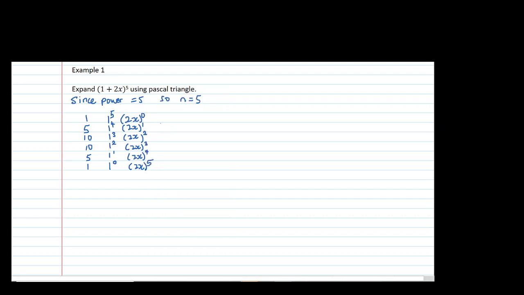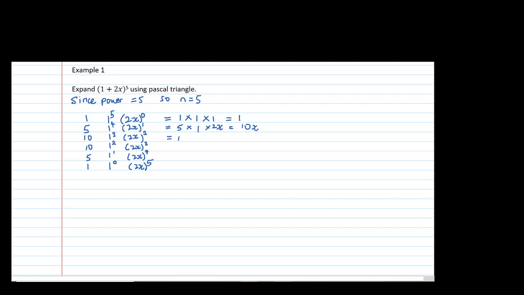Okay, so we will work this out now. This becomes 1 times 1 times 1, because 2x to the power of 0 is 1, so this equals 1. Now the next one will be 5 times 1 times 2x, so you get 10x.